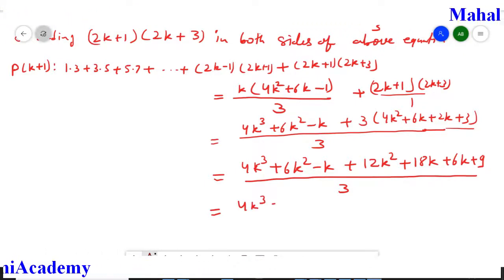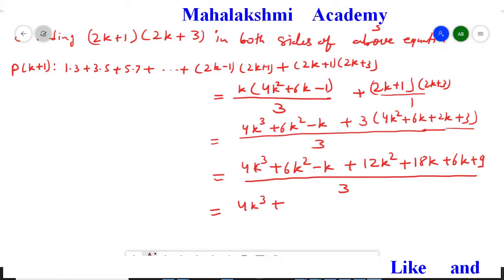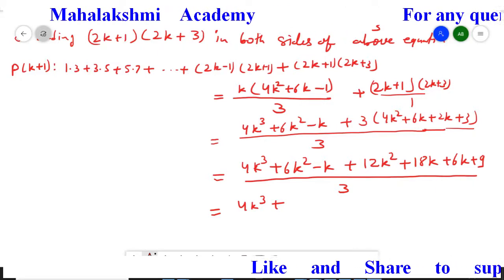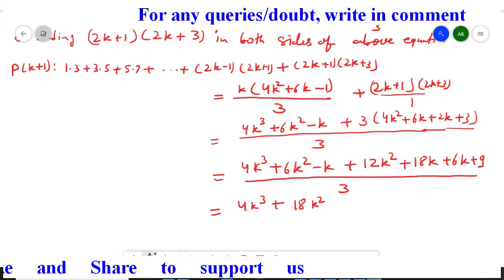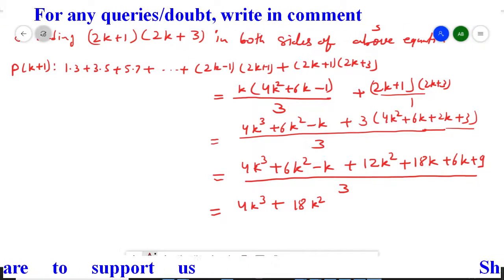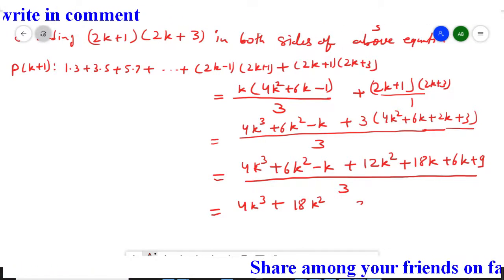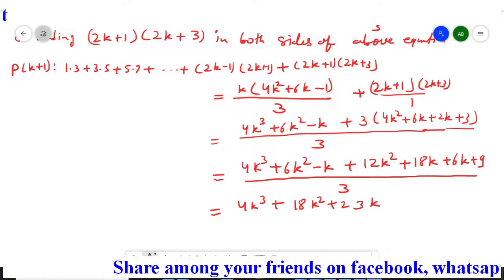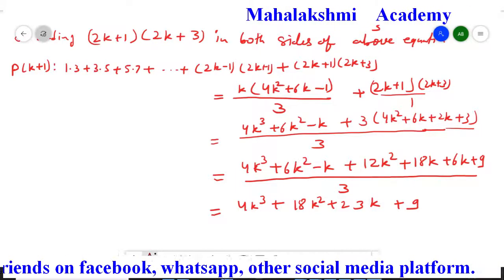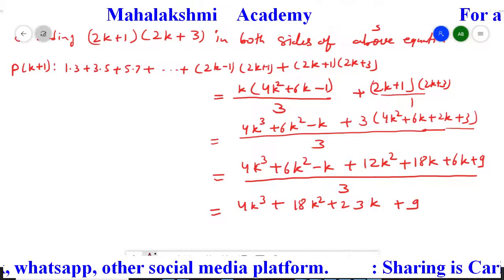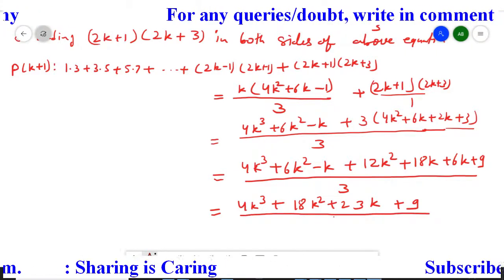4k cube plus 18k square, and from here we will get 23k plus 9, and then the whole divided by 3.